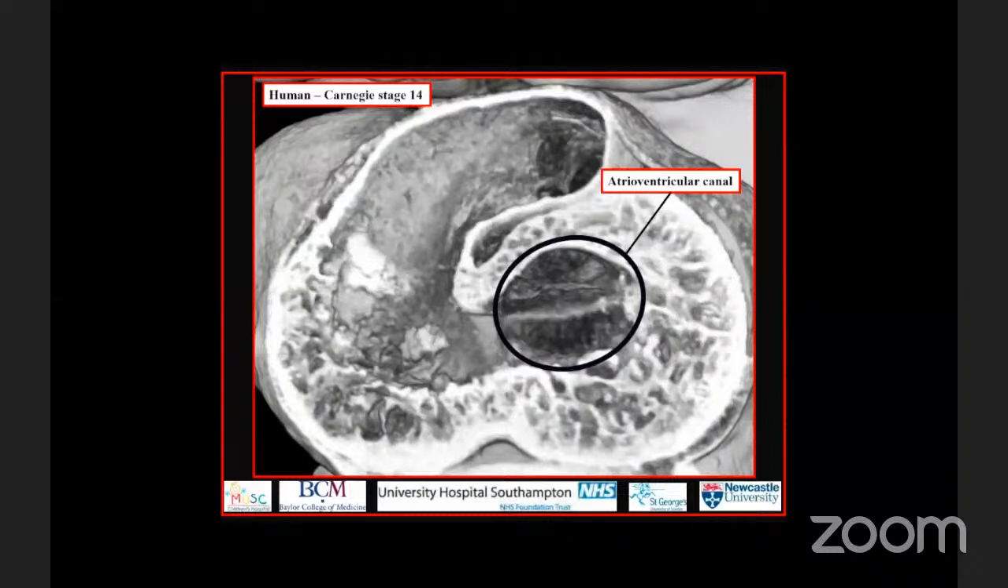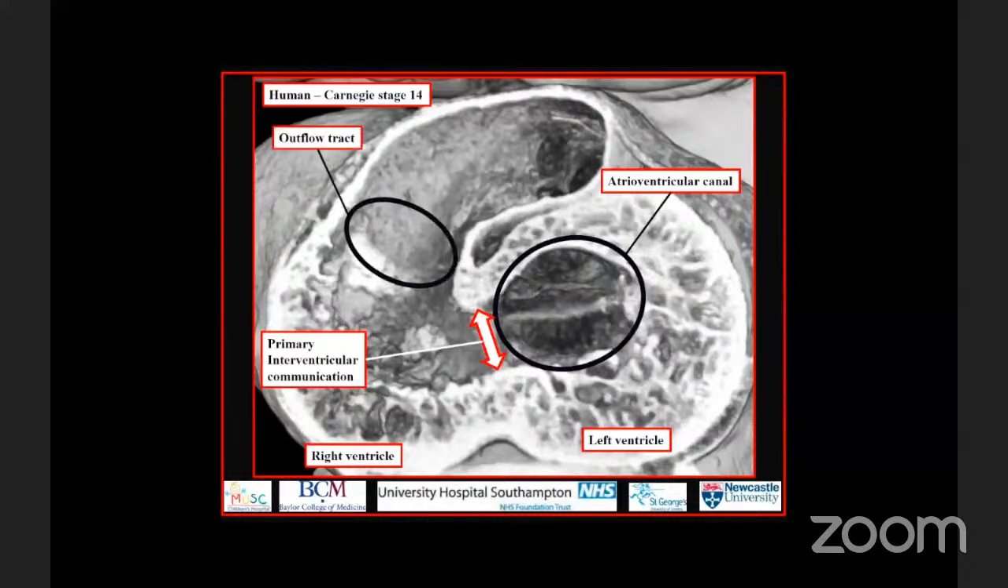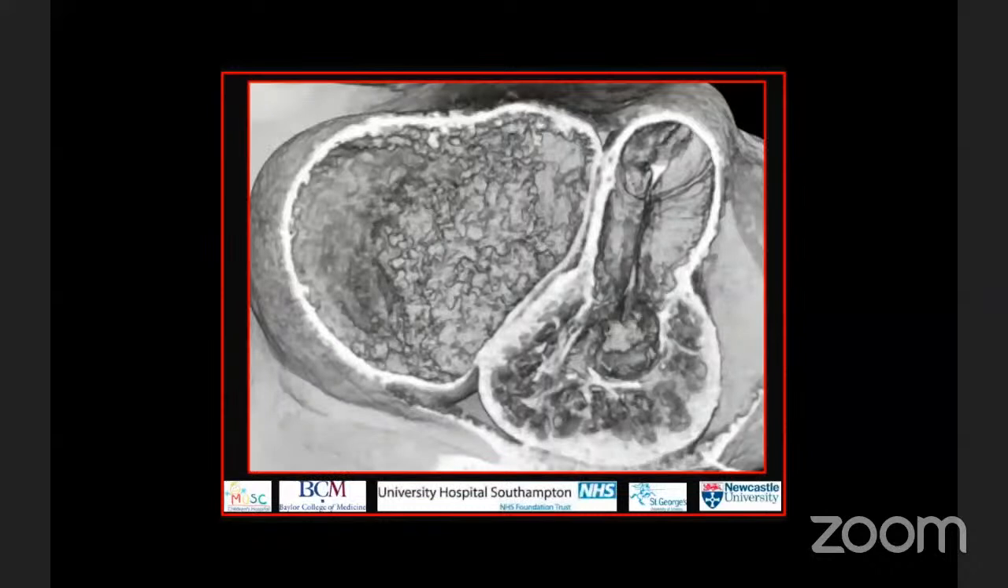And this shows you how the atrioventricular canal is supported exclusively by the left ventricle. Now here is the focus of our attention. This is the primary interventricular communication. And you can see that all the blood entering the developing left ventricle has to pass through the primary interventricular communication so as to reach the developing right ventricle. And the developing right ventricle at this early stage is supporting the entirety of the developing outflow tract.